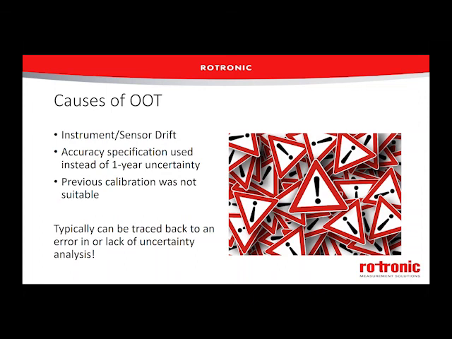Typically, the cause of an out of tolerance can be traced back to an error in an uncertainty budget or a lack of uncertainty analysis for a particular instrument. So an error might be just that you didn't know about a contaminant or an uncertainty component that will affect your instrument. It could be something that you learn over time. So it's important to look at those and keep looking at them and reviewing them over time.